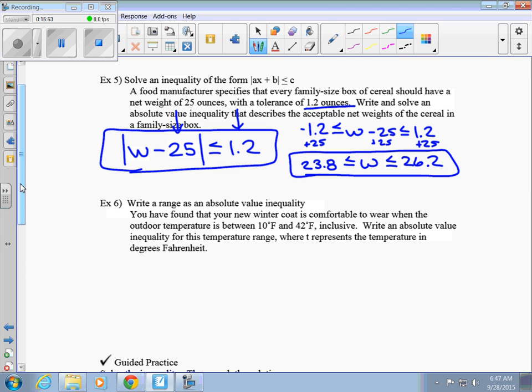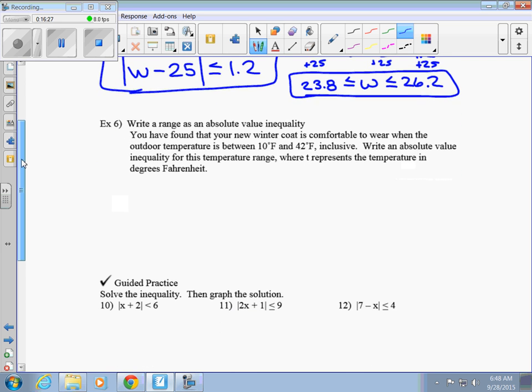Now obviously you could have done that one in your head because you knew it had to be 1.2 ounces less or 1.2 ounces more. But that is how we set this up and solve this compound inequality. Now if they asked you what that meant, you would have to explain that, again in a complete sentence. So you would say that the box of cereal would have either as few as 23.8 ounces or as many as 26.2 ounces. All boxes of cereal would have somewhere in that range.